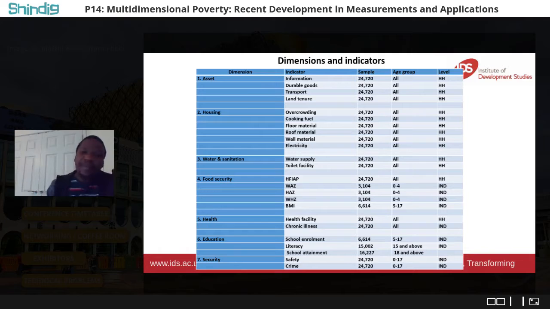In terms of dimensions and indicators, I have about 7 dimensions comprising about 23 different indicators. And I should mention this: I employed normative decisions in selecting the dimensions, and also looked at Botswana's development priorities, and of course, the final selection was based on data availability. Next slide.